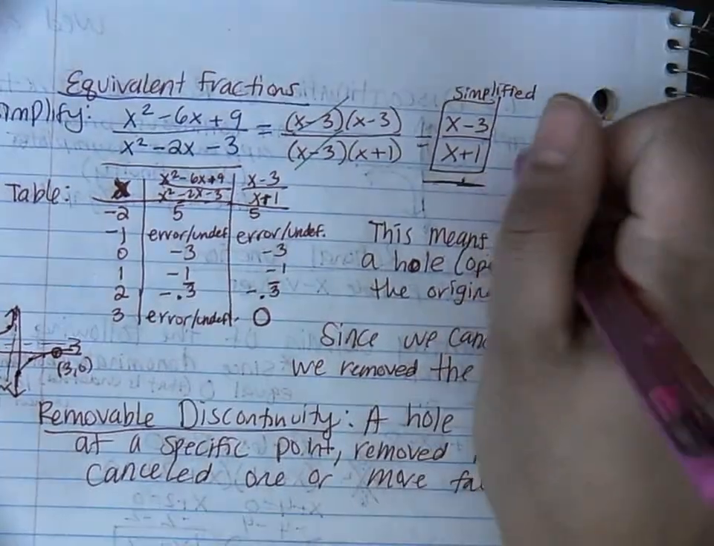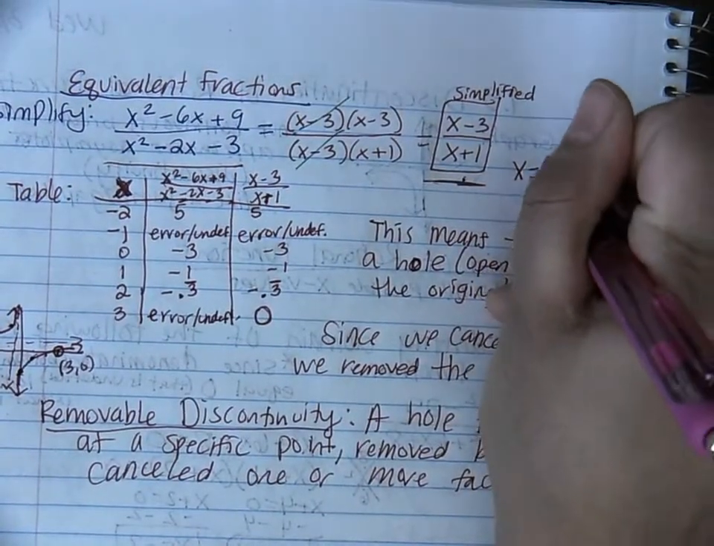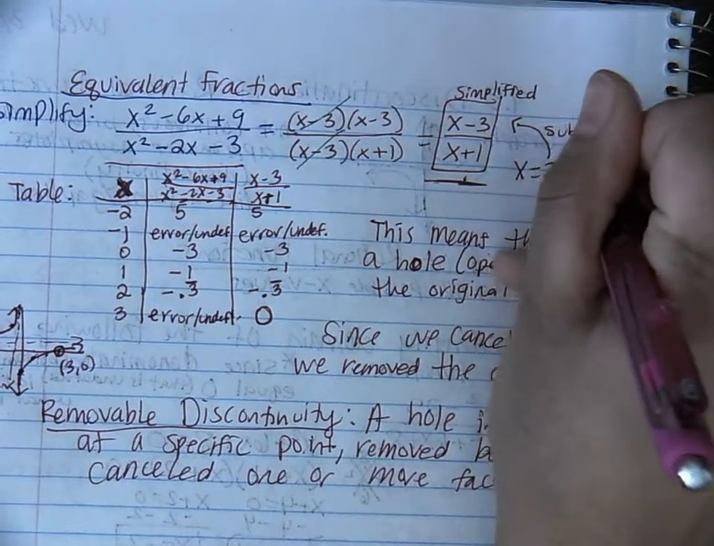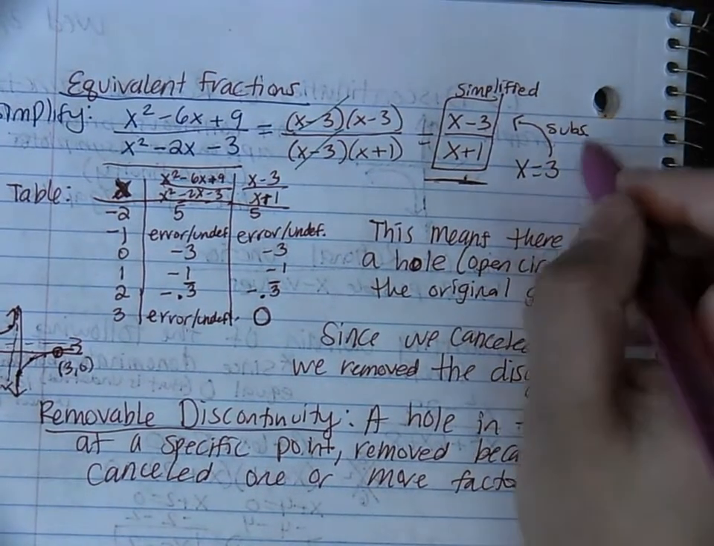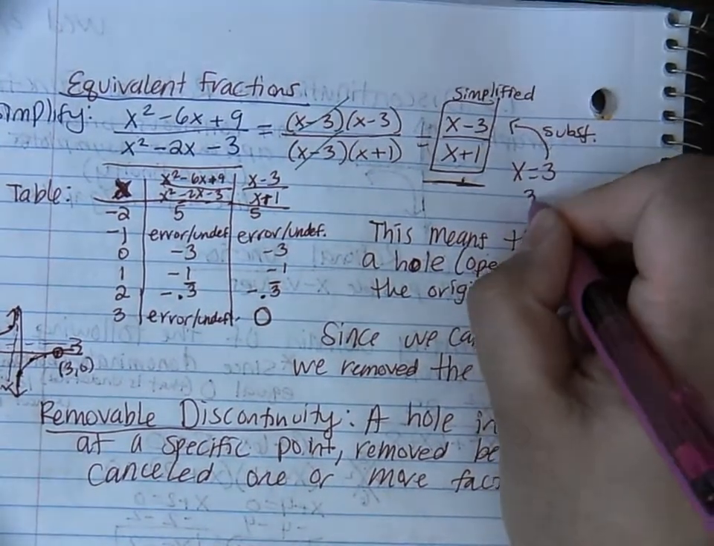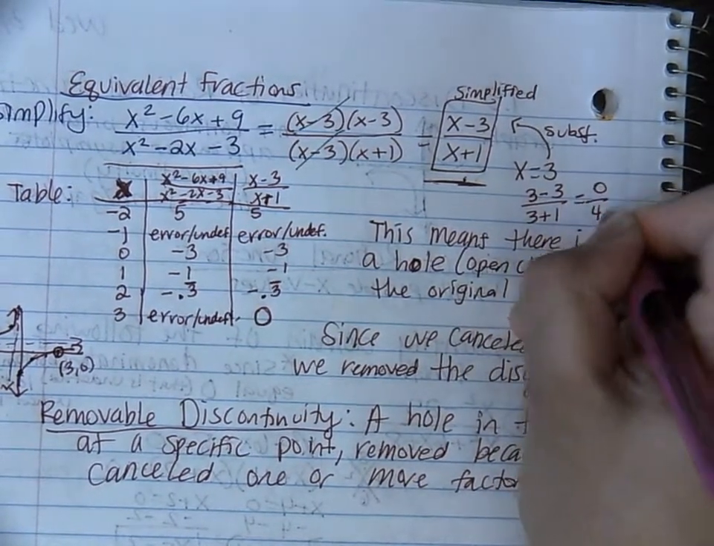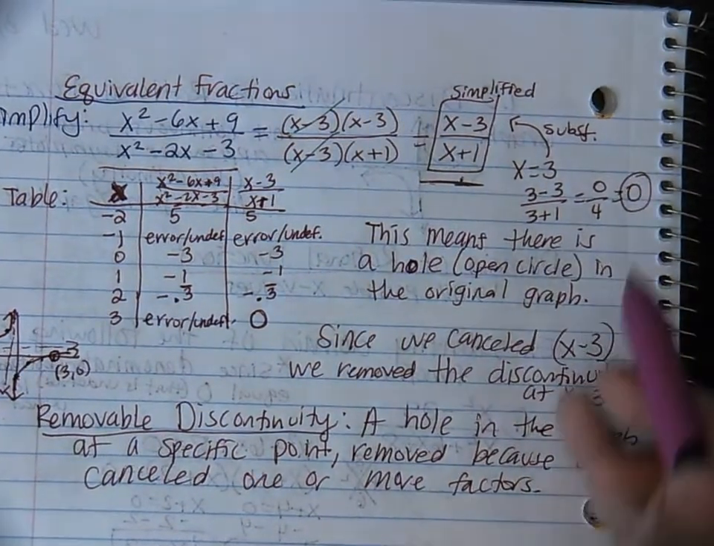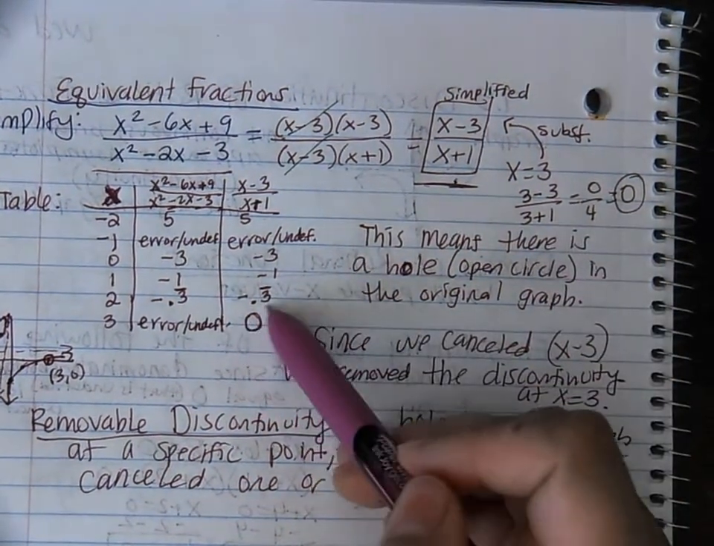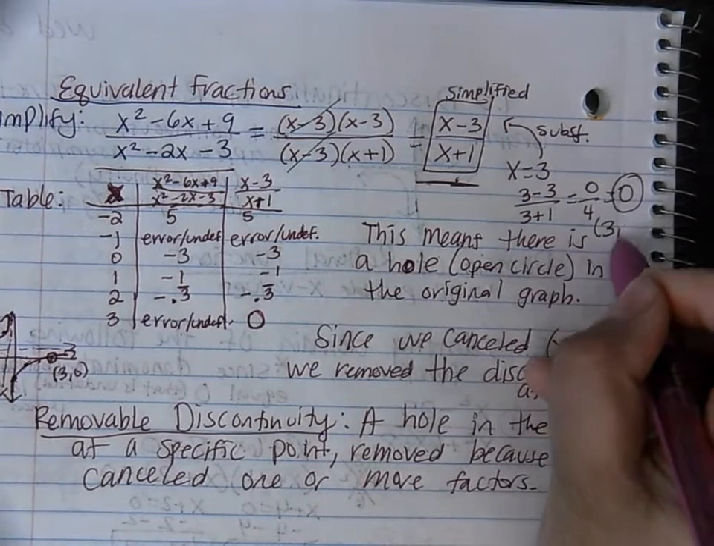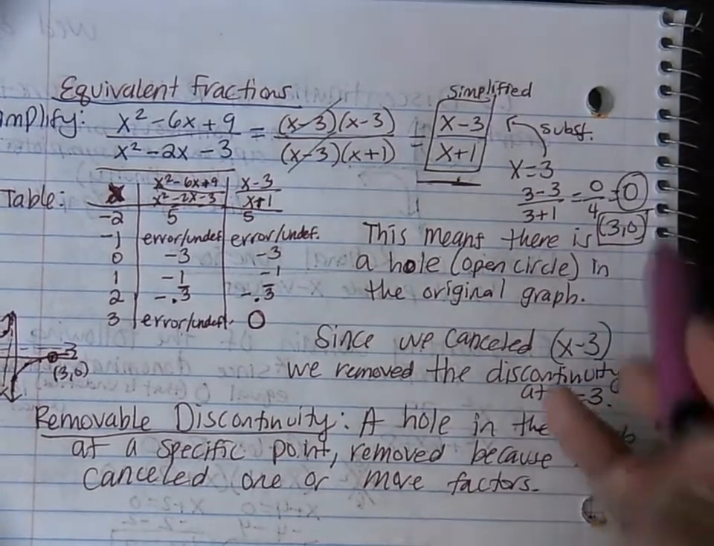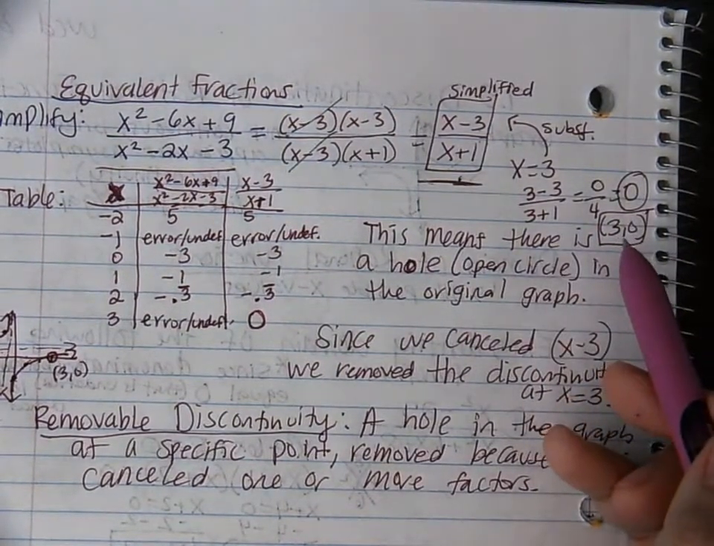We could have taken 3 and substituted it in for your original problem. So if I substitute that back in, we would do 3 minus 3, over 3 plus 1, that's 0 over 4, which is 0. That's where we're getting this 0 from. And then you can write it as an ordered pair, and that is called the removable discontinuity.